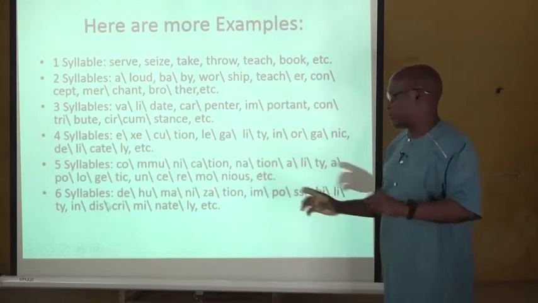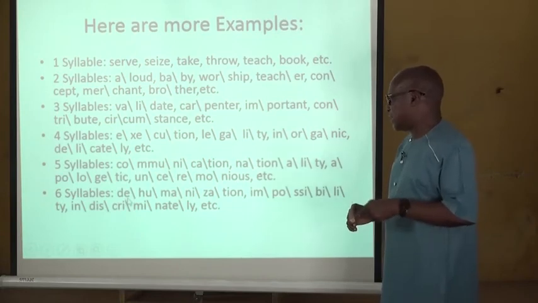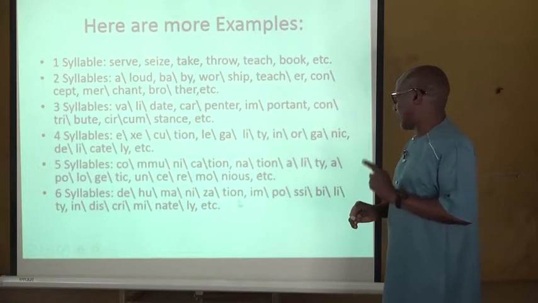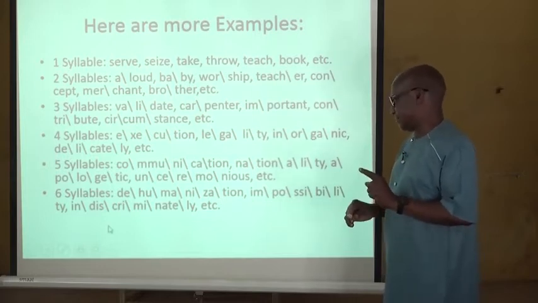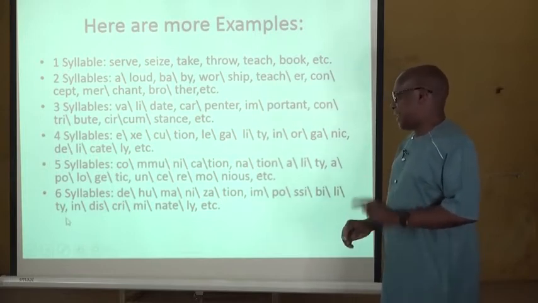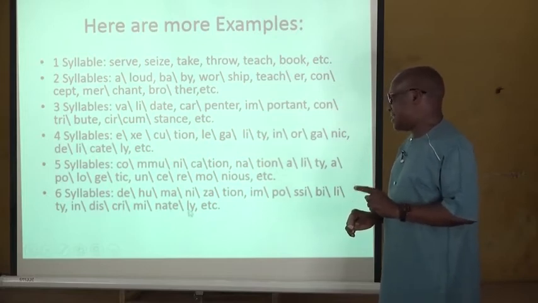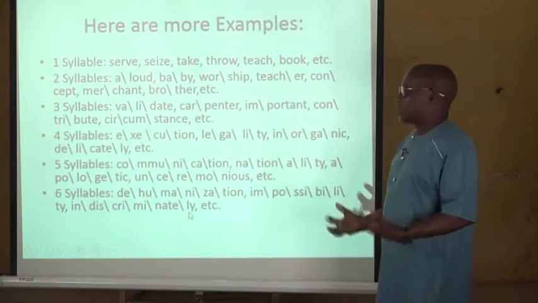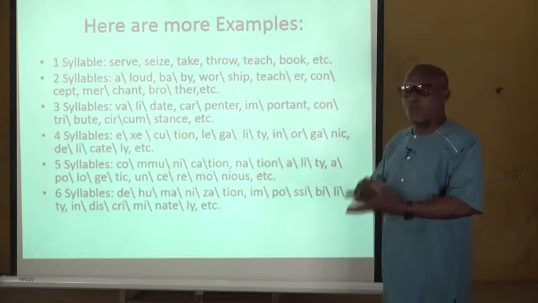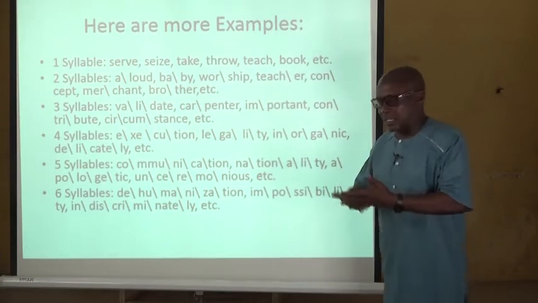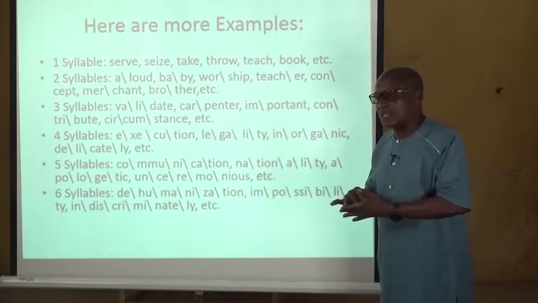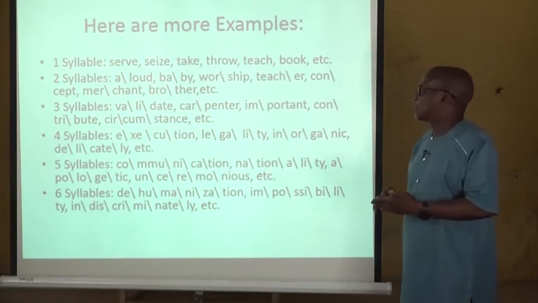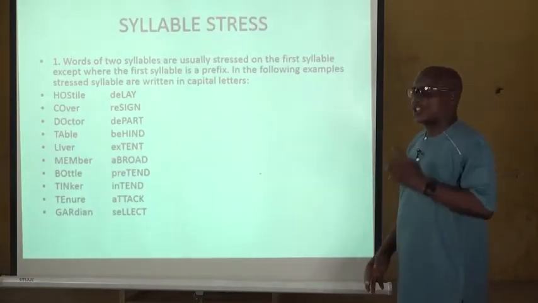Then 6 syllables. Let's look at 6 syllables. Dehumanization, impossibility, indiscriminately. So these are examples of words that have 1 syllable, 2 syllables, 3 syllables, 4 syllables, 5 syllables, and possibly 6 syllables. Syllable stress.